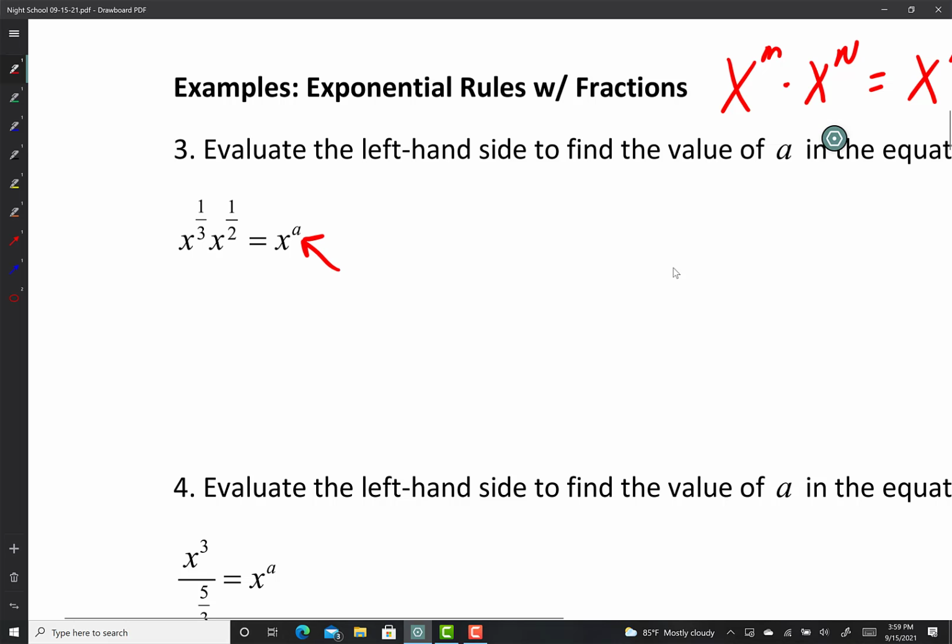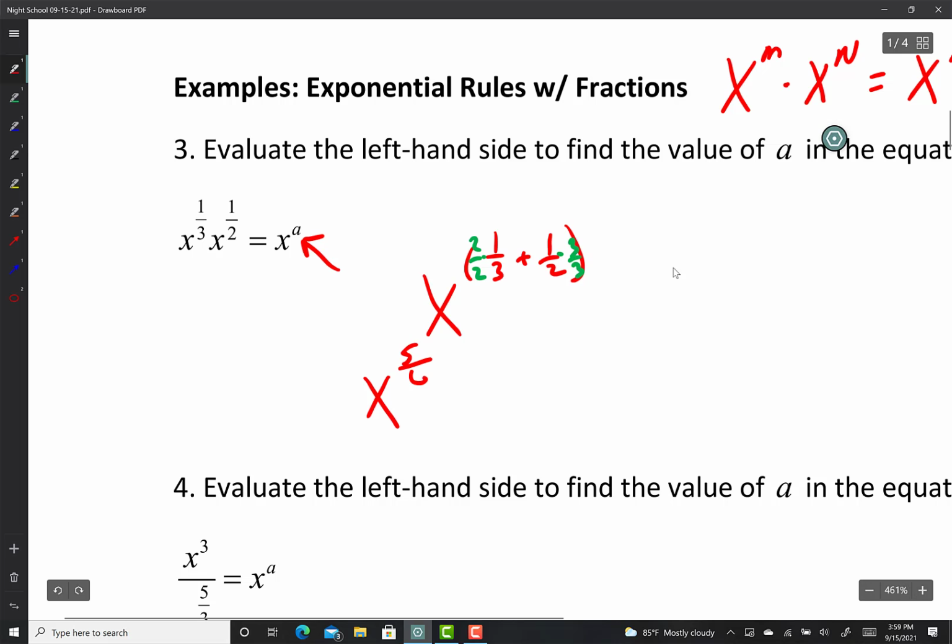Believe it or not, this is a very common ACT, SAT question. So all you're going to do is x to the 1/3 plus 1/2. If you have a calculator and you want to add those exponents up, that's fine, but I would like you to be able to do that without a calculator, right? Common denominator, so times 2 over 2 and times 3 over 3. So it looks like you're going to get x to the (2 plus 3) over 6, and there it is, x to the 5/6.